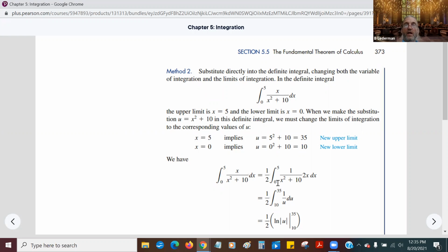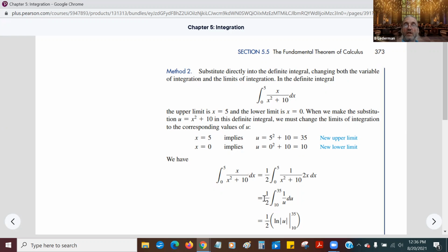But when I do that, I can't have the 0 and the 5, because the 0 and the 5 were parameters designed for x. Once I change the variable from x to u, then the 0 and 5 are not relevant. So I kind of have to translate what x equals 0 and x equals 5 would mean in terms of u. Well, that's not hard to do, because if u is equal to x squared plus 10, then if x is equal to 5, u is going to be 25 plus 10, which is 35. If x is equal to 0, u is going to be 0 plus 10, which is 10.